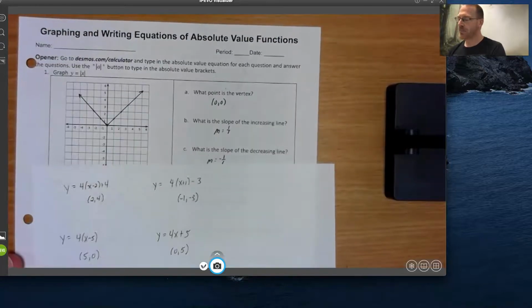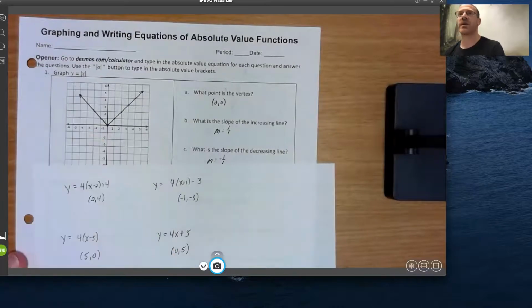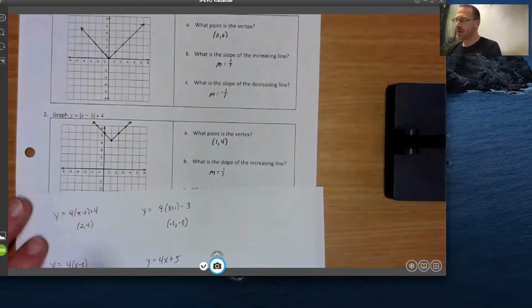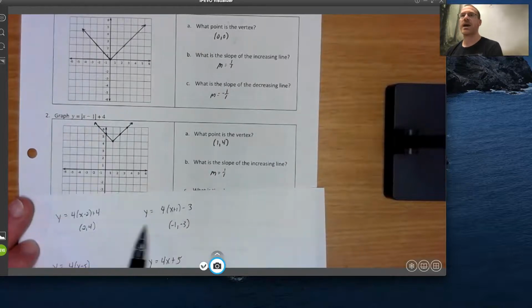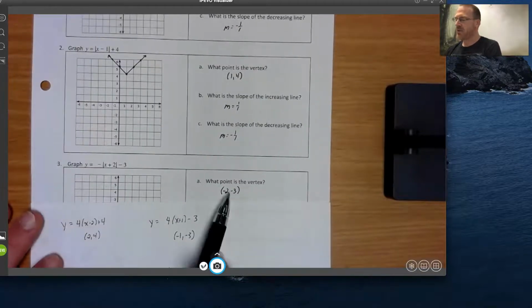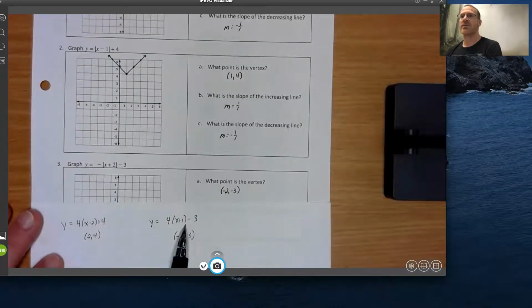Notice here, my vertex is 0, 0. Notice there's nothing inside my bars. There's nothing on the outside. Here, my vertex is 1, 4. I see that 1, 4 in the same way, right? I see my numbers down here like the 2, 4 right here, correct? And then once again, I see my vertex is negative 2, negative 3. I can see that negative 2, negative 3 in the same way I see negative 1, negative 3 in this equation.